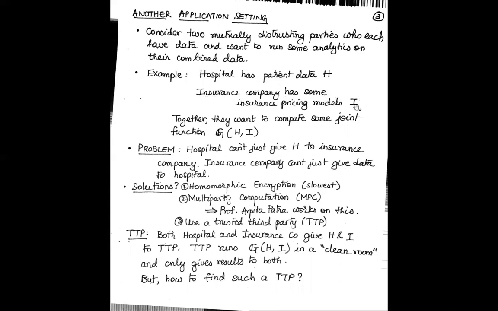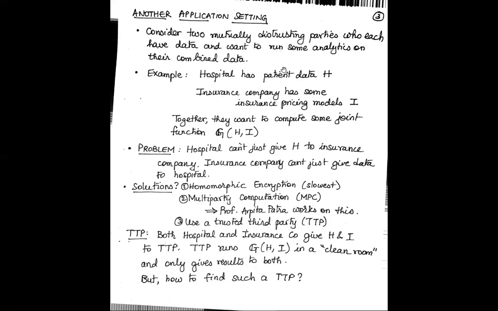Now, there's also a medical insurance company that probably has some insurance pricing models. We will call that I. It's not a database; we can just think about it as some models. Obviously, these two are mutually distrusting. The insurance company might have spent a lot of money to come up with these insurance pricing models and does not want to just give them away to the hospital. It is proprietary data of the insurance company that it cannot just share with every hospital.